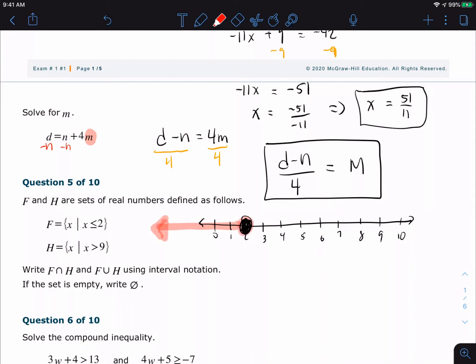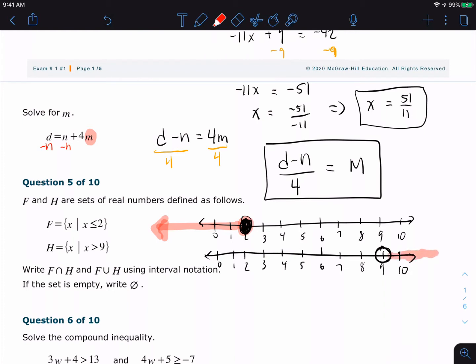Does that make sense? So it's filled in, and it's going to shade going to the left. Now, the other one, I can draw another arrow, just so you can see 0, 1, 2, 3, 4, 5, 6, 7, 8, 9, and 10. Now, is it a filled-in circle or an open circle at 9? It's open here, and then I'm going to shade going to the right.